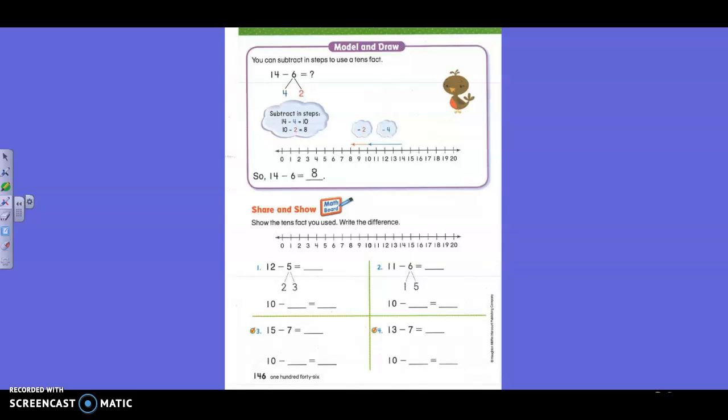Subtract in steps. Think about this. What makes 10 out of 14? 10 and what makes 14? 10 and 4. So you're breaking apart the 6 with 4, okay? But then 4 plus what equals 6? 2, okay? So if you did 14 minus 6, you can go back 4 to 10, and then 2 more to find that it is 8, okay?